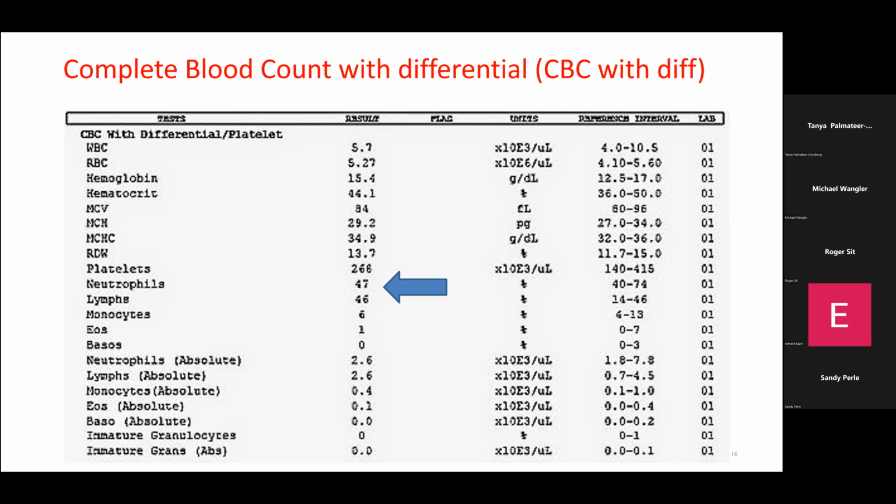So we have here, this is an automated count, so it'd be 47% were neutrophils, 46% lymphocytes. Generally, this is more 1-to-1, but generally it's like 2-to-1, neutrophils to lymphocytes.